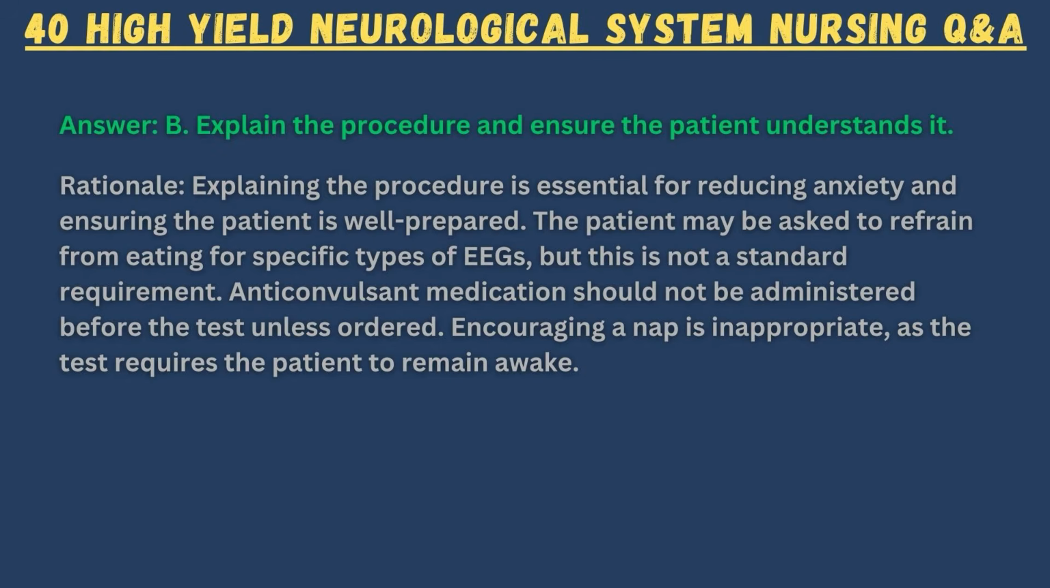Rationale. Explaining the procedure is essential for reducing anxiety and ensuring the patient is well prepared. The patient may be asked to refrain from eating for specific types of EEGs, but this is not a standard requirement. Anticonvulsant medication should not be administered before the test unless ordered. Encouraging a nap is inappropriate, as the test requires the patient to remain awake.